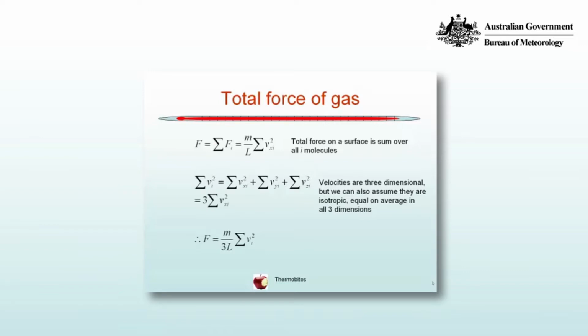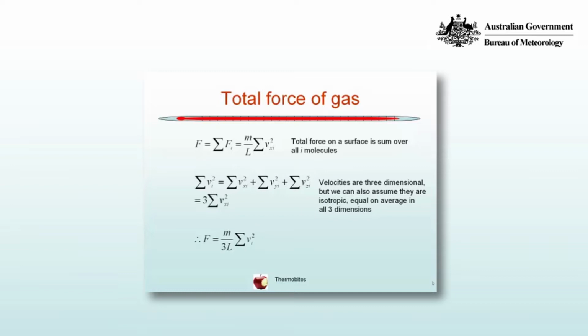But we then need to think about what's the total force upon a surface in this volume, one of the walls. And it's the sum over all the molecules that are travelling in that direction. And so F is equal to the sum of all the F subscript i's. And because the mass is the same for all the molecules, and they all exist in the same box, we can take m on L outside the summation, and you simply have the sum of the vxi all squareds.